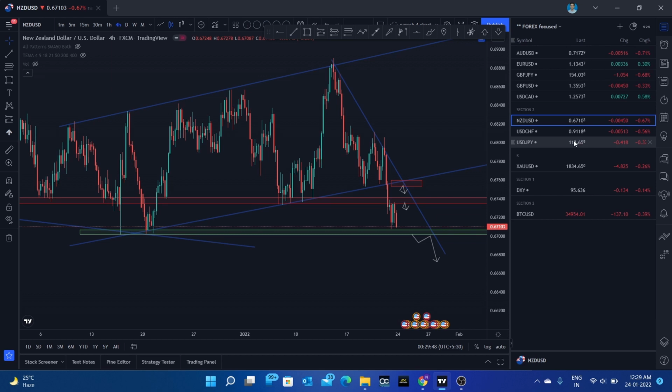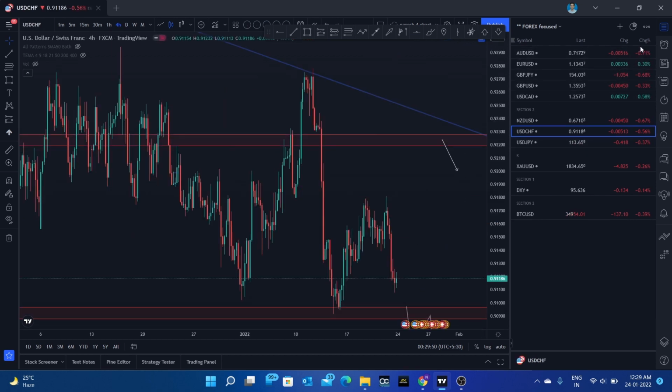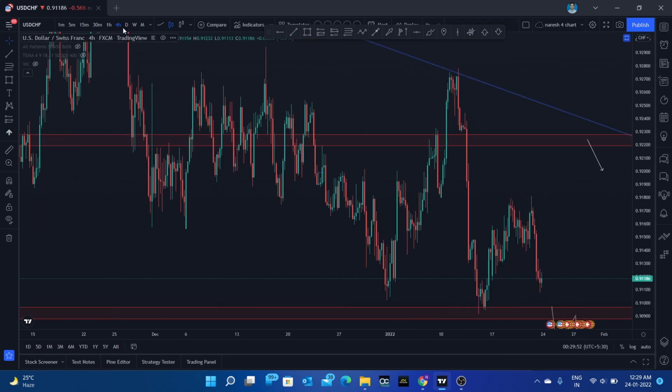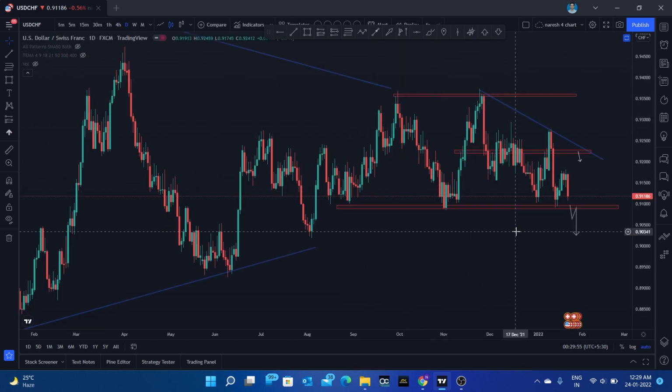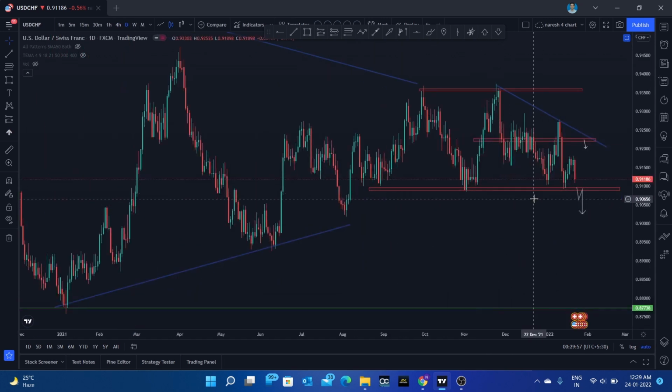And next would be USD Swiss, guys. So for USD Swiss in the 1 day time frame, it is in a very choppy zone.